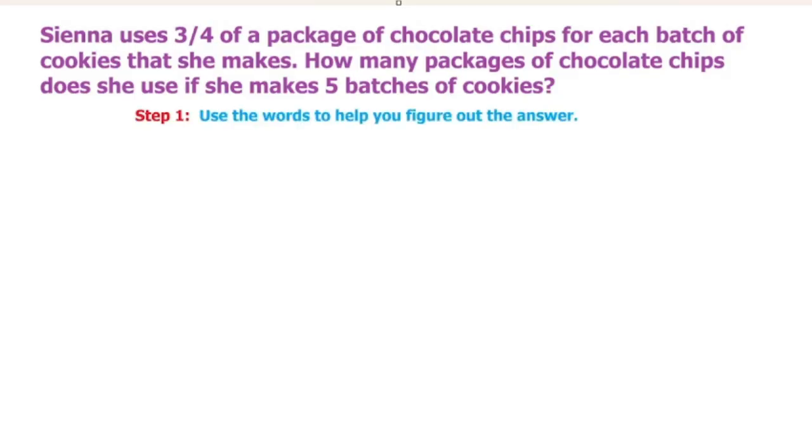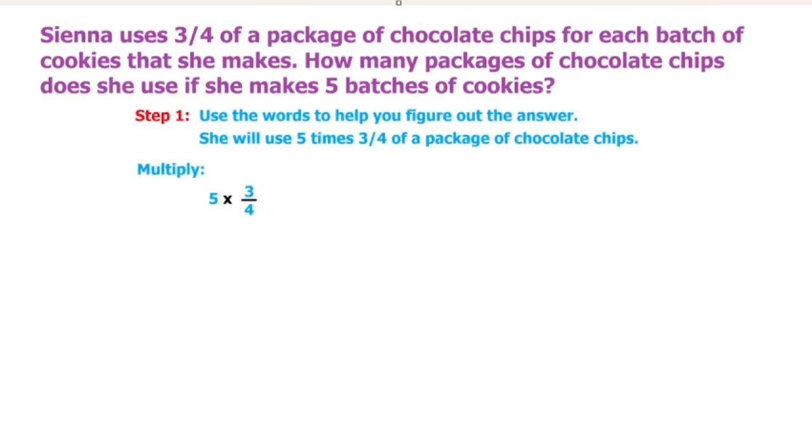So the first step is not to panic and to remember, just use the words to help you figure out the answer. Okay, so for one batch, she uses 3/4 of the package, but she makes 5 batches. So we need to figure out how many packages of chocolate chips. So she will use 5 times 3/4 of a package of chocolate chips. So you multiply this by 5. So it would be like this, 5 times 3/4.